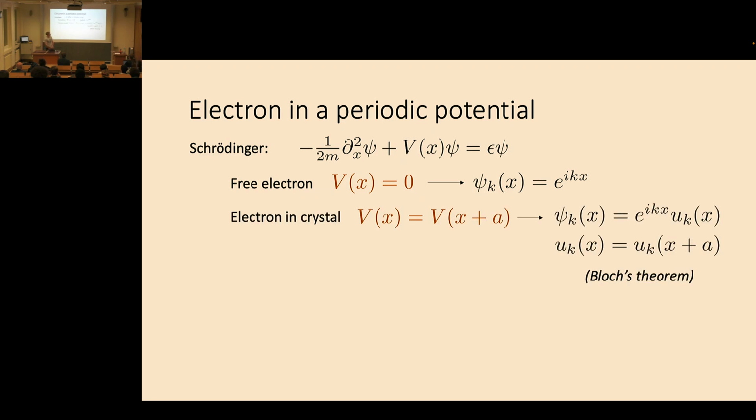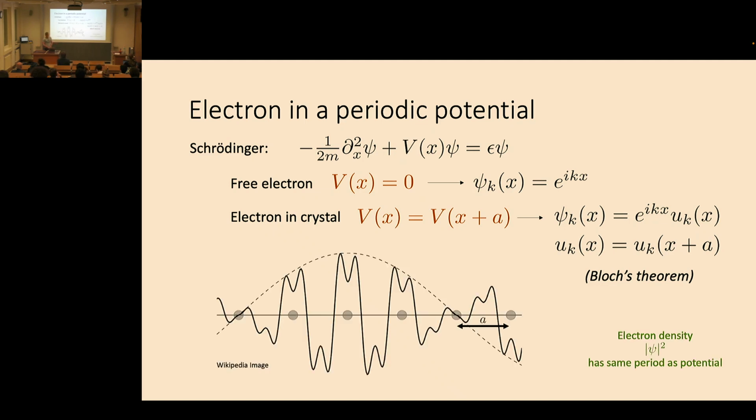However, if we now put our electron in a crystal, this means that the potential is going to be a periodic function. It's going to be periodic from unit cell to unit cell, and therefore we can also expect that the electron density is going to be periodic in the lattice.